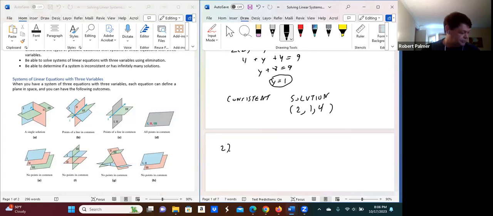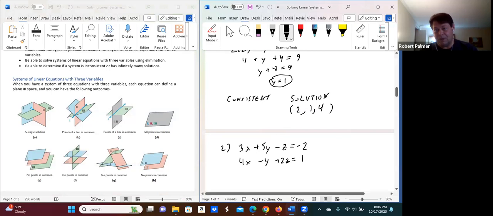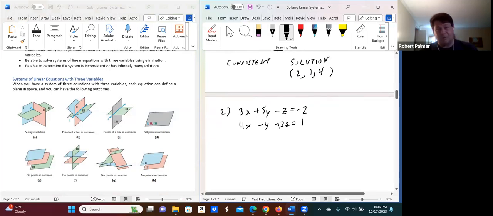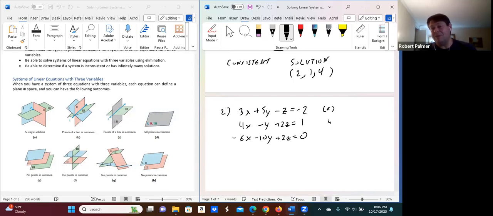Let's solve this system. 3x plus 5y minus z is equal to -2. Then we have 4x minus y plus 2z is equal to 1. And then we have -6x minus 10y plus 2z is equal to 0. Okay. Now, let's approach it the same way. Once again, let's call these A, B, and C.